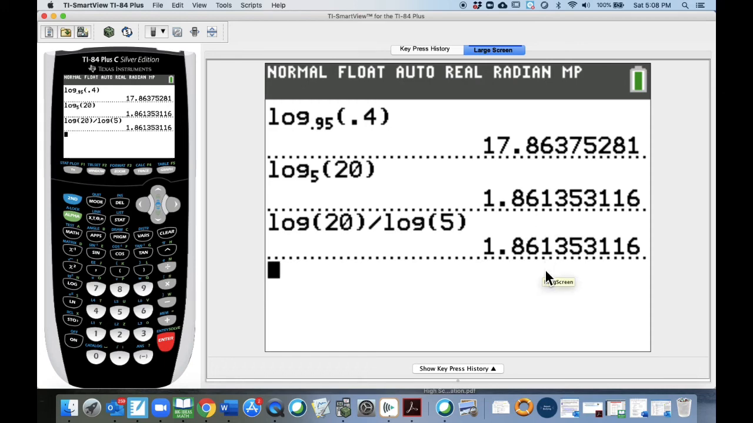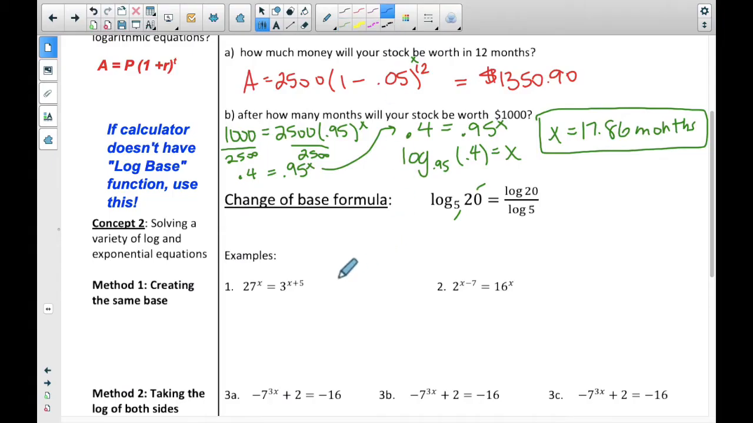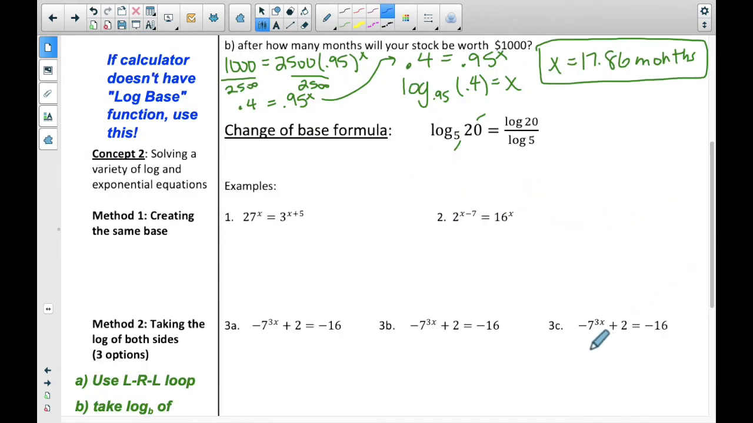So that's just another way. If you don't have that on your calculator, you can always do it this way. And like I said, there will be times when that might be a method that we can use to solve equations. All right, let's get into solving equations.